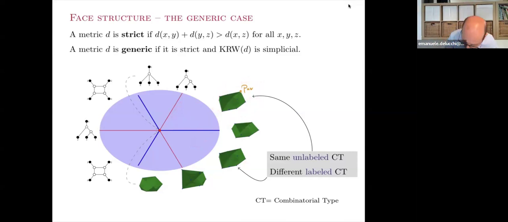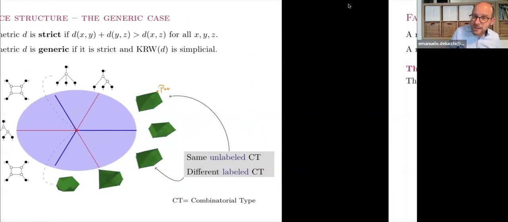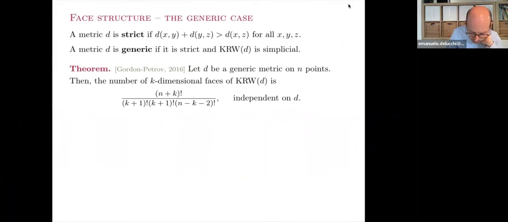So you have a strong isomorphism statement, which is the labeled isomorphism, and a weaker isomorphism statement, the unlabeled isomorphism. Okay, so the generic case is kind of neat, because it turns out Gordon and Petrov prove that if you are a generic metric, they can compute the phase numbers. They don't even depend on the metric. So if you are generic, the polytope's phase numbers don't depend on the metric. That's the only other result besides the ones I showed before.